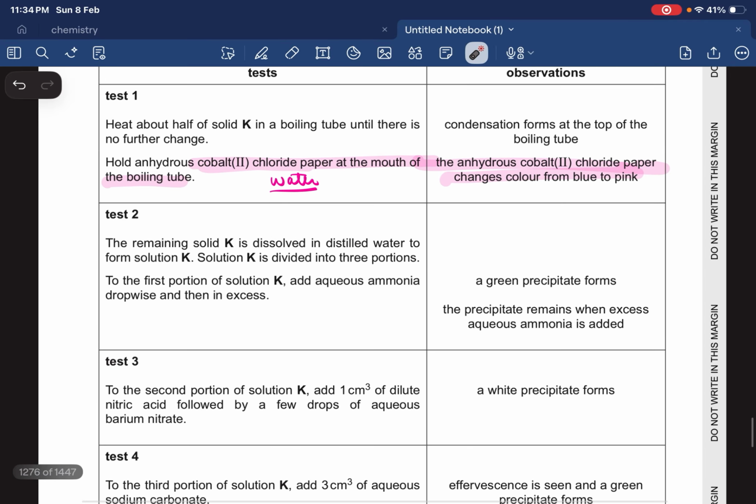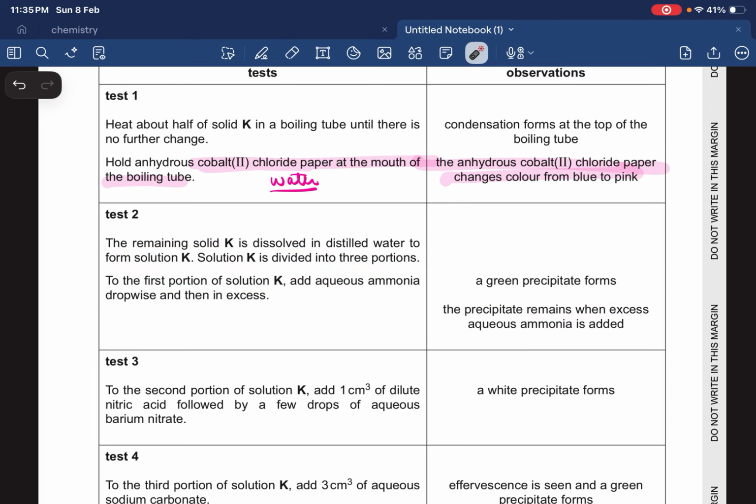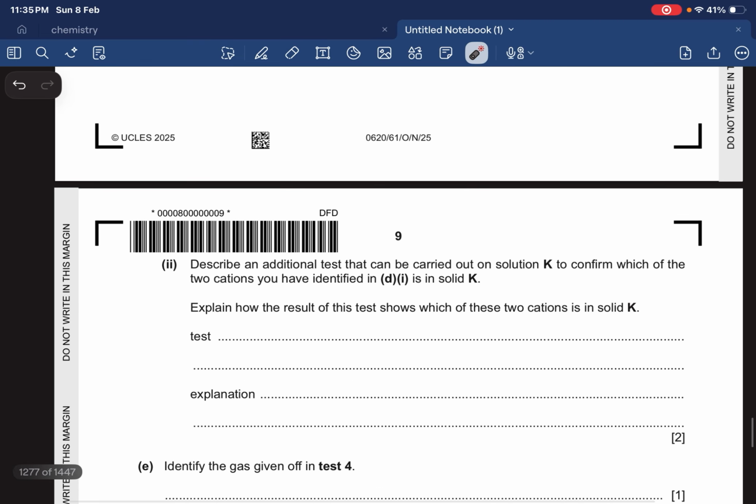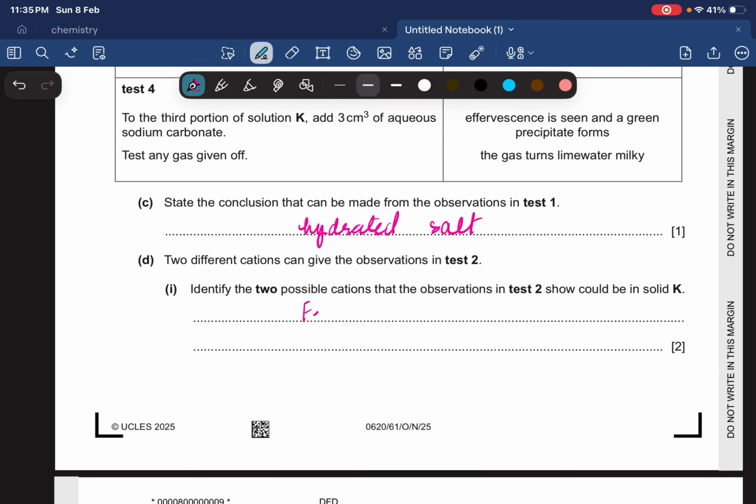The remaining solid K is dissolved in distilled water to form solution K. Solution K is divided into 3 portions. To the first portion, add aqueous ammonia dropwise. A green precipitate forms. The precipitate remains in excess. Fe2+ and Cr3+. I don't think there's any dispute in it. If you don't know, go to the table below, it's written. But I've learned them, so I know Fe2+ and Cr3+.